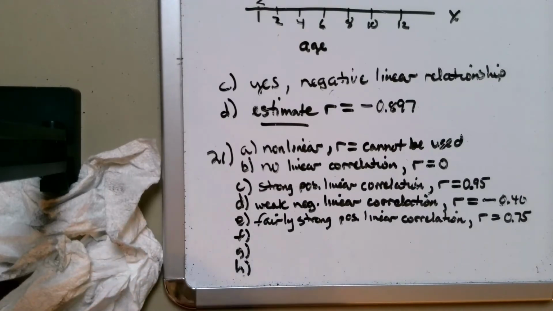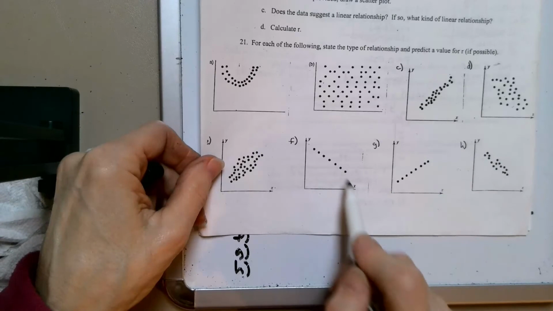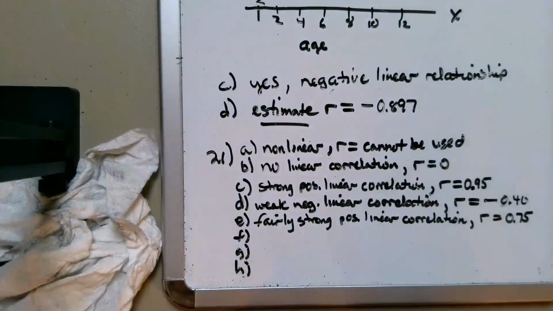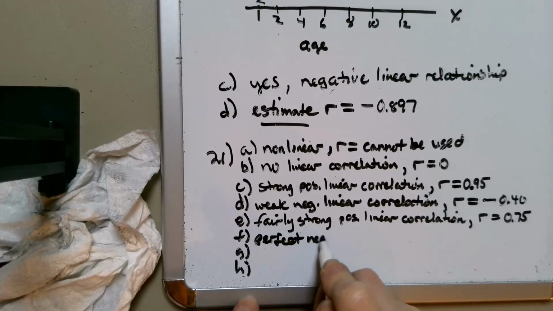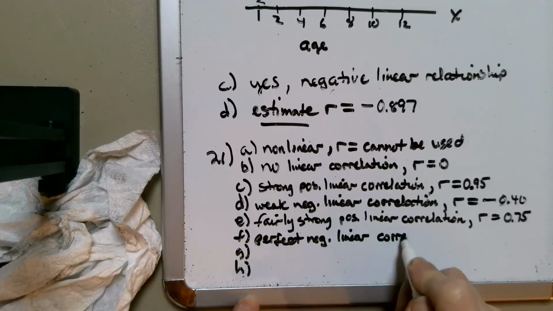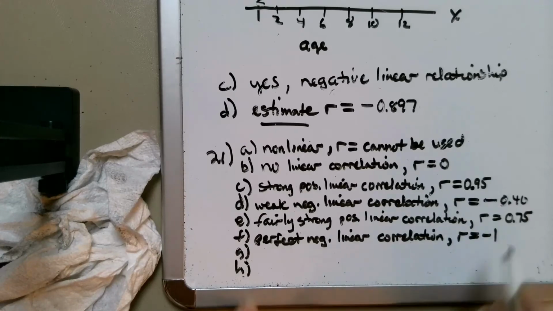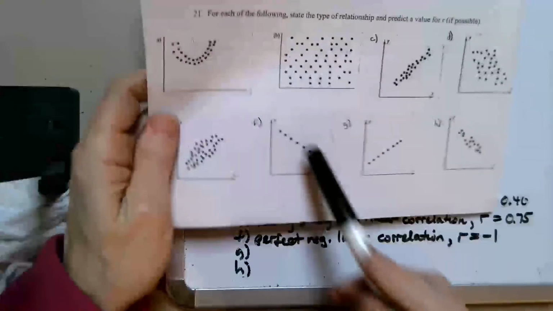If we go to F, this one's easier. In F, this is a perfect negative linear correlation because as X increases, Y decreases, and it's a straight line. For a perfect negative linear correlation, this is easier. R is negative 1. The R value, the correlation coefficient.